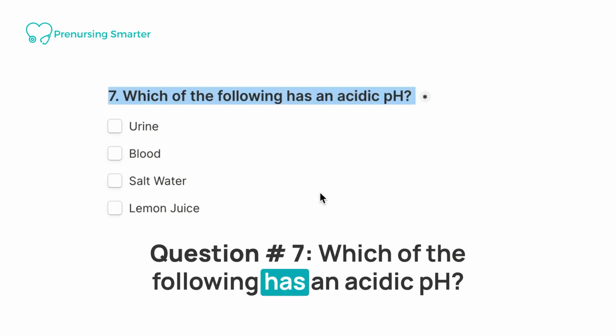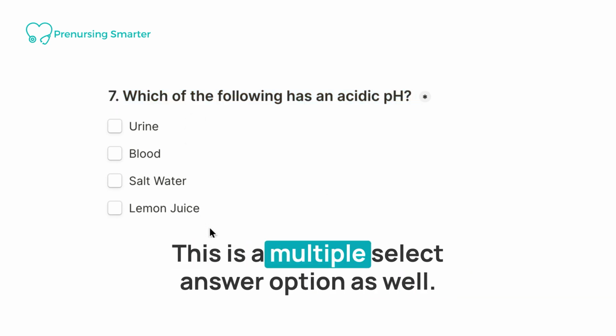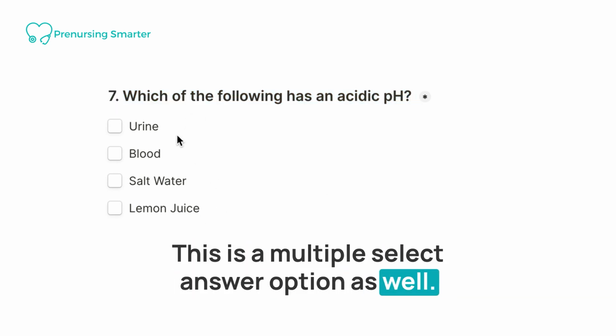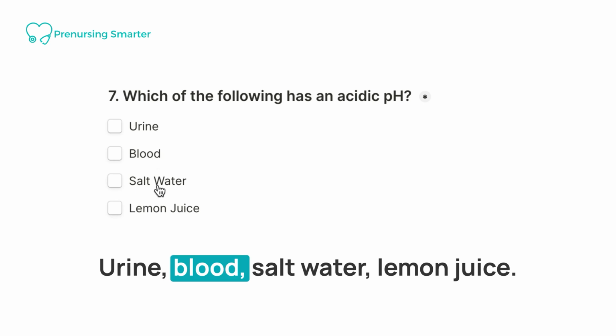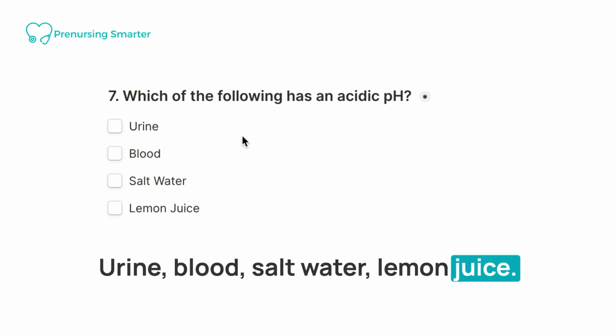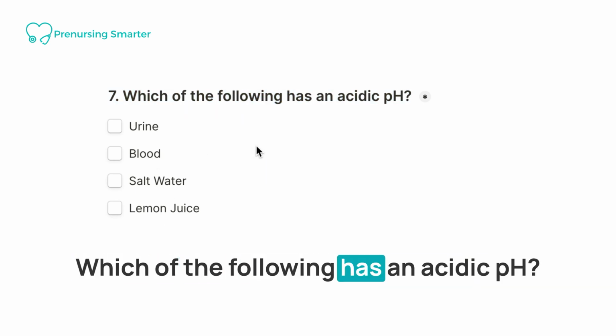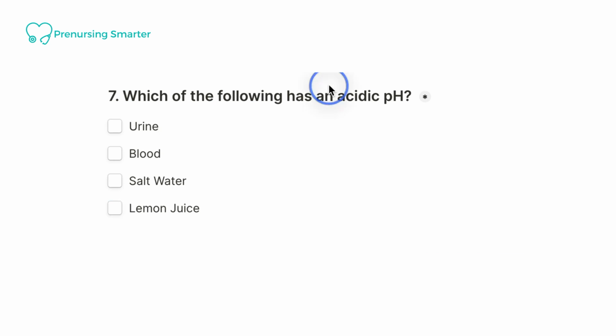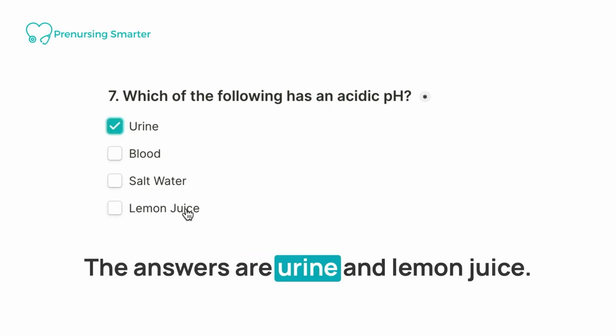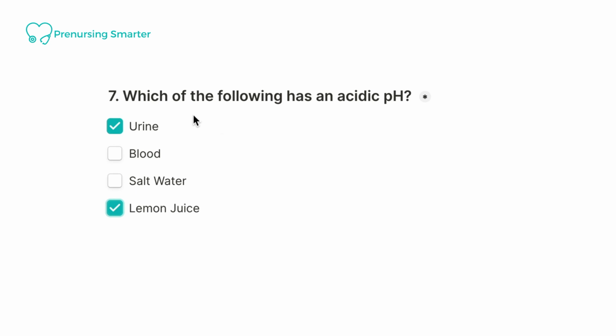Which of the following has an acidic pH? This is a multiple select answer option as well. Urine, blood, salt water, lemon juice. Which of the following has an acidic pH? The answers are urine and lemon juice.